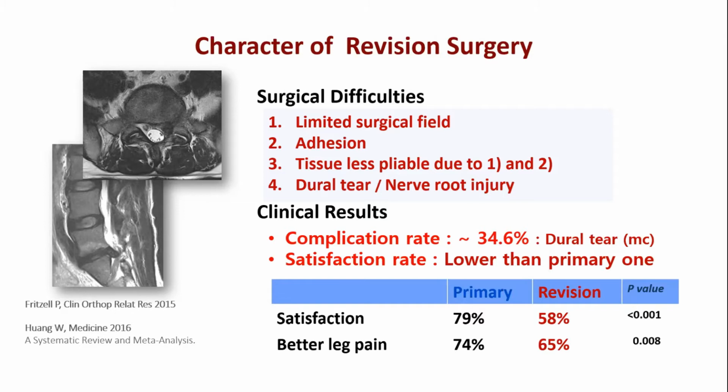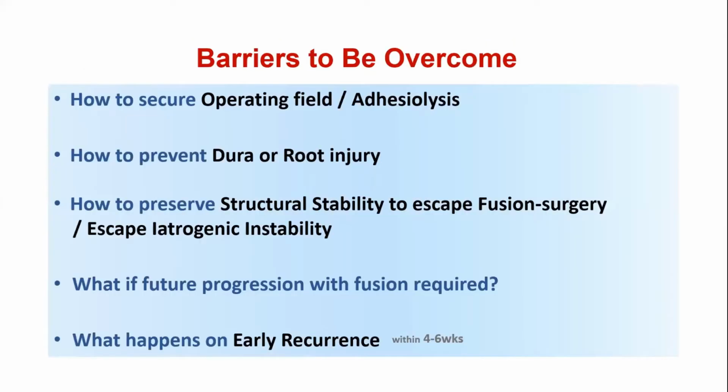As you can see from the picture on the top left-hand corner, dura tends to be a little bit more posterior, and it can be extending beyond the laminar space. So we have to be careful because that may lead to a higher dural tear rate. Most of the complication rate in open surgery, about 34%, is due to dural tear. And of course, because of that and other reasons, the satisfaction rate is lower in the revision setting. So we have to overcome the barriers.